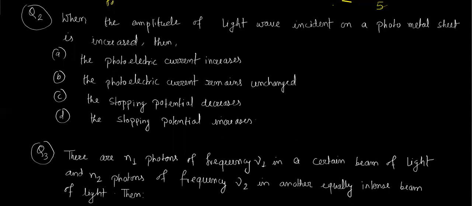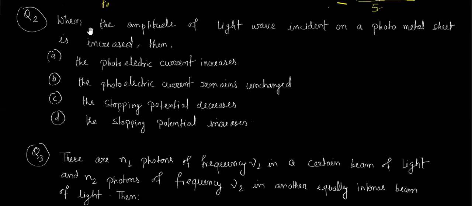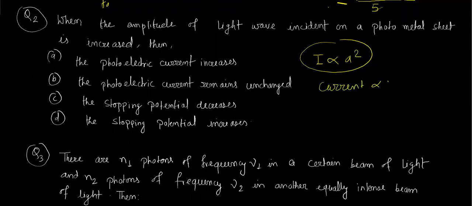Well, now let us move to question number 2. Here we can see that the question says: when the amplitude of a light wave incident on a photometal sheet is increased, then the photoelectric current increases, the photoelectric current remains unchanged, the stopping potential decreases, or the stopping potential increases. As we know, intensity is directly proportional to the square of amplitude, and current is also directly proportional to the intensity.